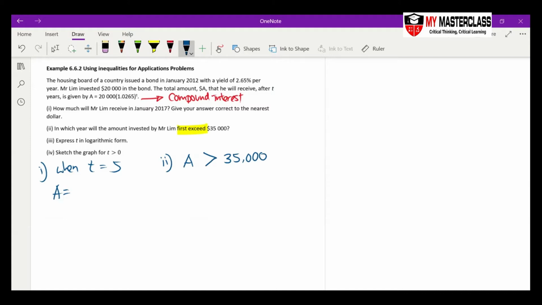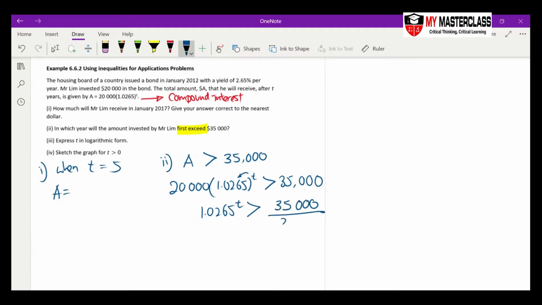What is the A? A is 20,000 bracket 1.0265 to the power of t greater than 35,000. Then your t only belongs to him. So 1.0265 to the power of t is greater than 35,000 over 20,000. What operation must you do to bring the t down? You can either log both sides or ln both sides.